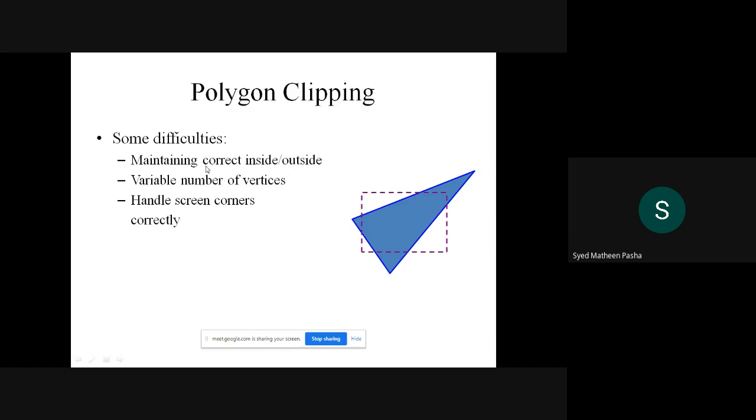So this is also a 2-marker question. The previous year question papers consist of this question: explain the levels of clipping and explain some of the disadvantages of polygon clipping. For 2 markers, you need to remember these 3 key points with respect to an example. Okay.